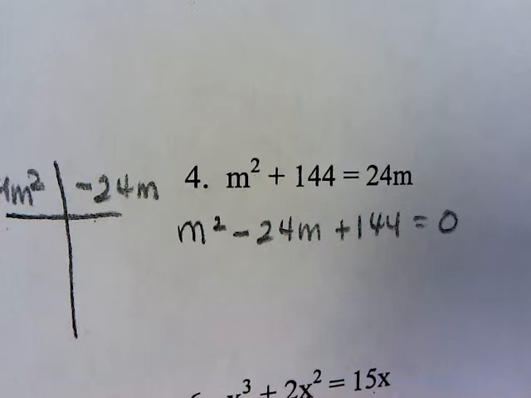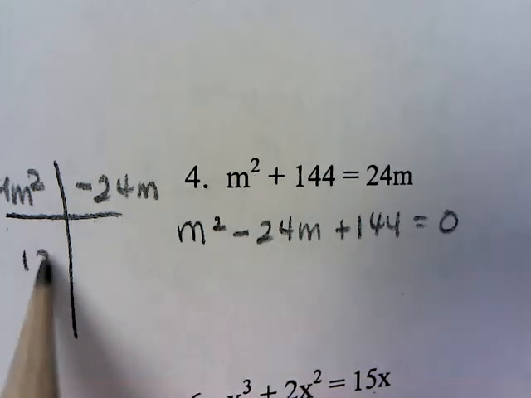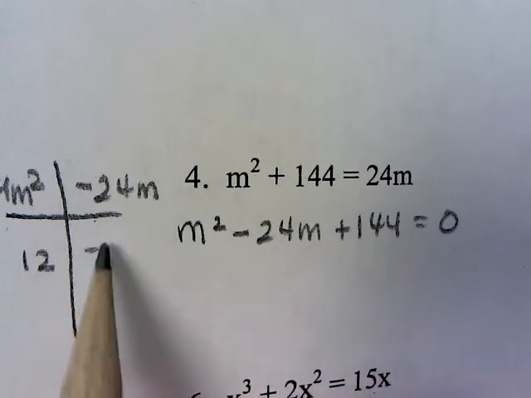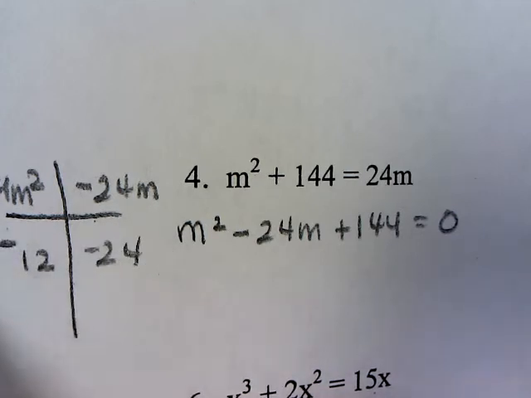Be careful with my terms. So it multiplies together to give me 144. Well, that would be 12 and 12. But adds together to give me negative 24 means they both have to be negative.